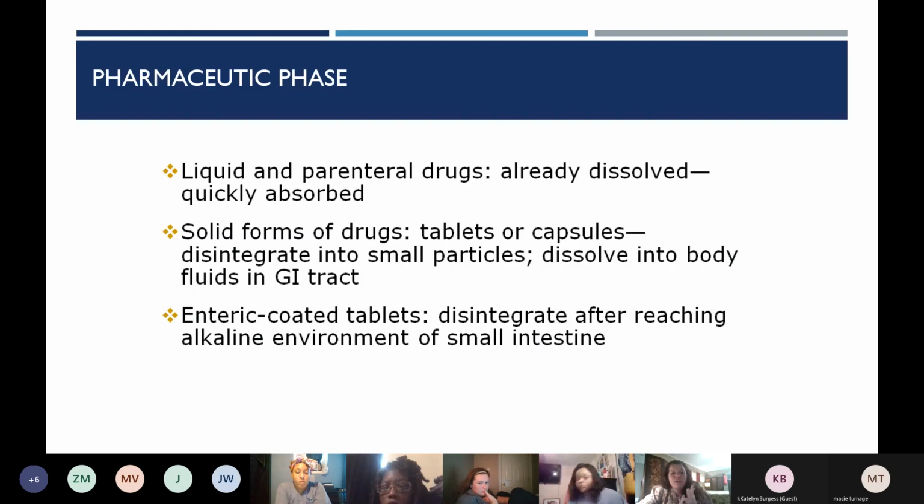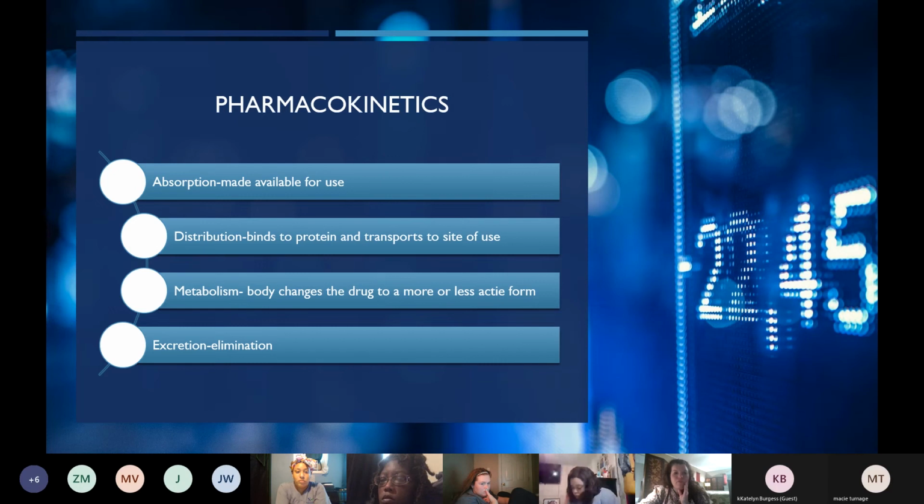All right, so liquid and parenteral drugs are going to be your most quickly absorbed. That's important to know. Parenteral means not given by mouth. Okay, pharmacokinetics. This is where I'm really going to jump up and down on stuff, okay? I want y'all to remember the acronym ADME, A-D-M-E. That is the order in which the pharmacokinetic process in the body works, okay? So this is a process.